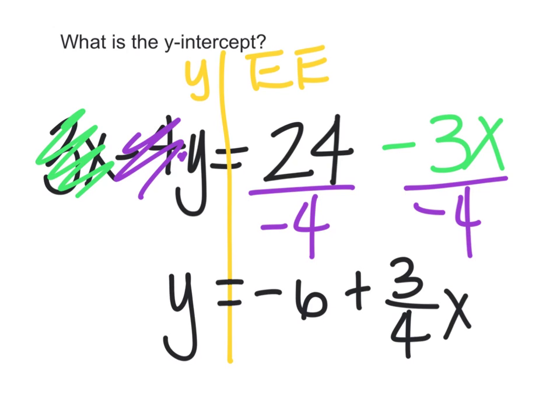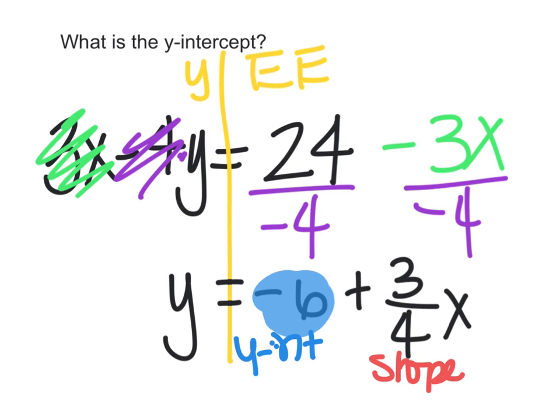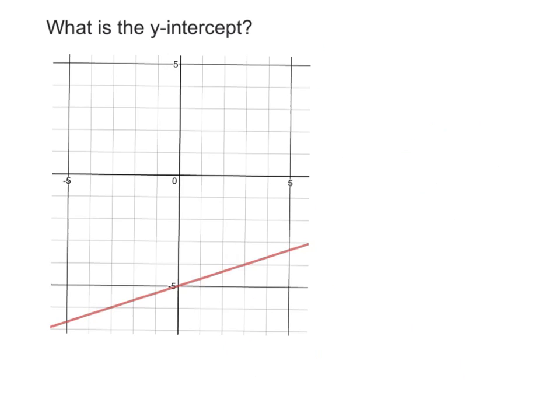So in the equation, the y-intercept is always what's by itself. Remember, our slope is what's attached to the variable. So in this case, 3/4 would be our slope, but our y-intercept is going to be this negative 6 here.